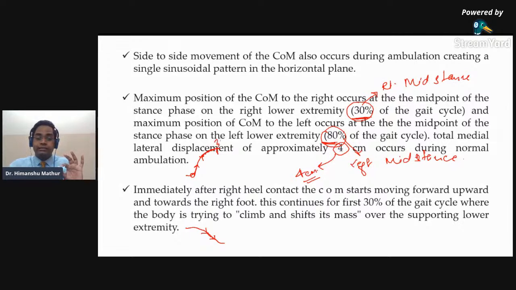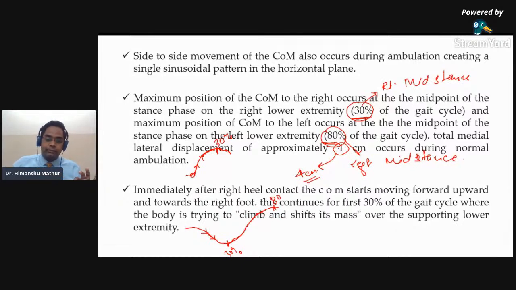30% is the peak. That is in mid stance. After the mid stance, it starts to decline, now declining towards the left side. Similarly, here also the peak is reached at 30% of the gait cycle. After reaching 30%, it starts declining towards the left side. And at 80%, it reaches the peak on the left side.